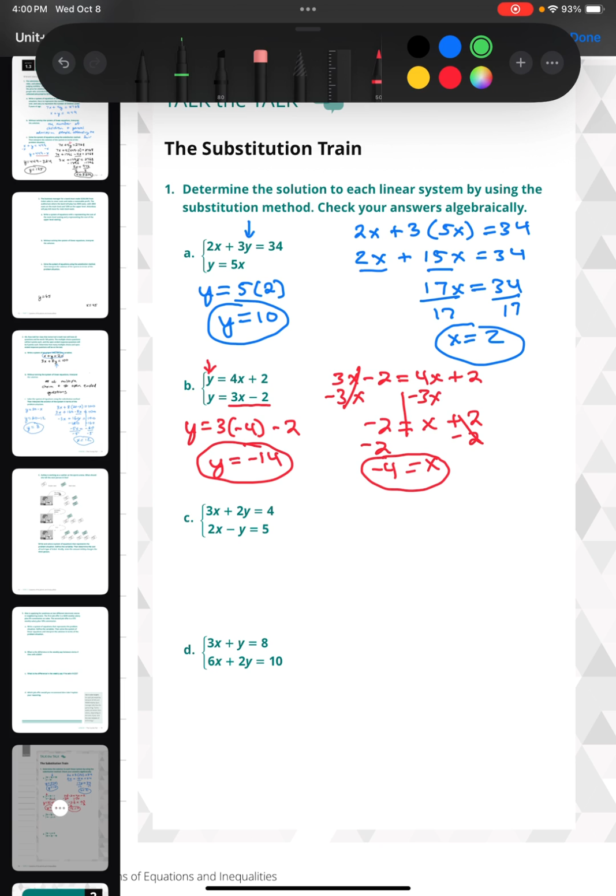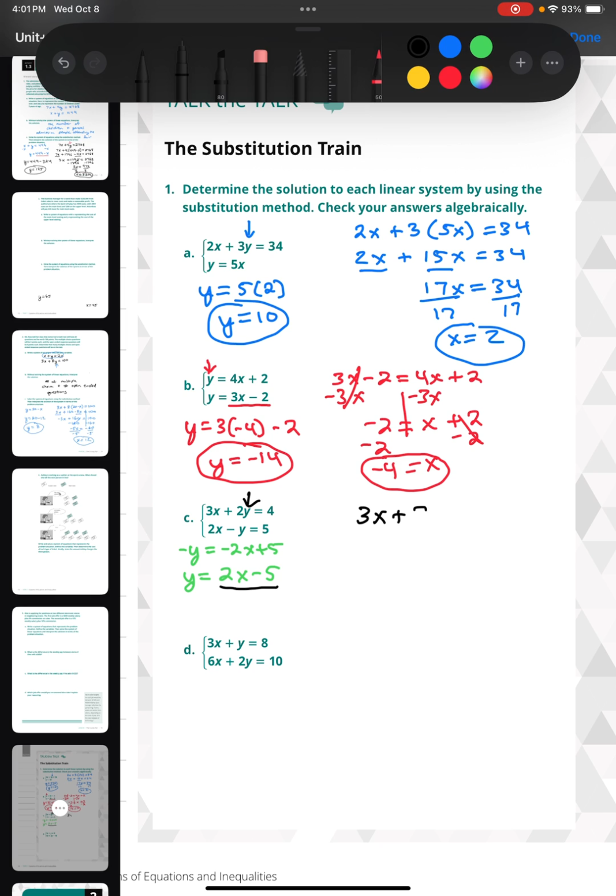Okay, and then for the next one, neither one of those is solved for y, so we're going to need to solve one of them for y. I'm going to choose that second one. So I'm going to subtract the 2x over, and I get negative y equals negative 2x plus 5. And then divide everything by negative 1 to get positive y, and we're going to get y equals 2x minus 5.